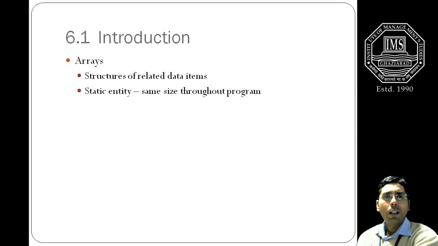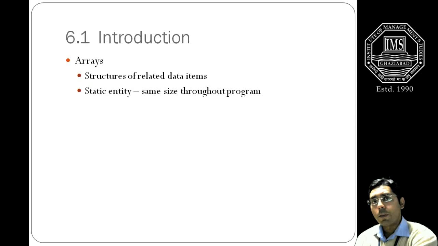It's like we can have a variable that can hold a single particular value, but if we want to store more than one value within a single name, then we can use the concept of array. So array is the structure of related data items, and it is a static entity. That is, we need to specify the size of an array earlier in the program. At the time of compilation, we need to specify what the particular size of this array is.